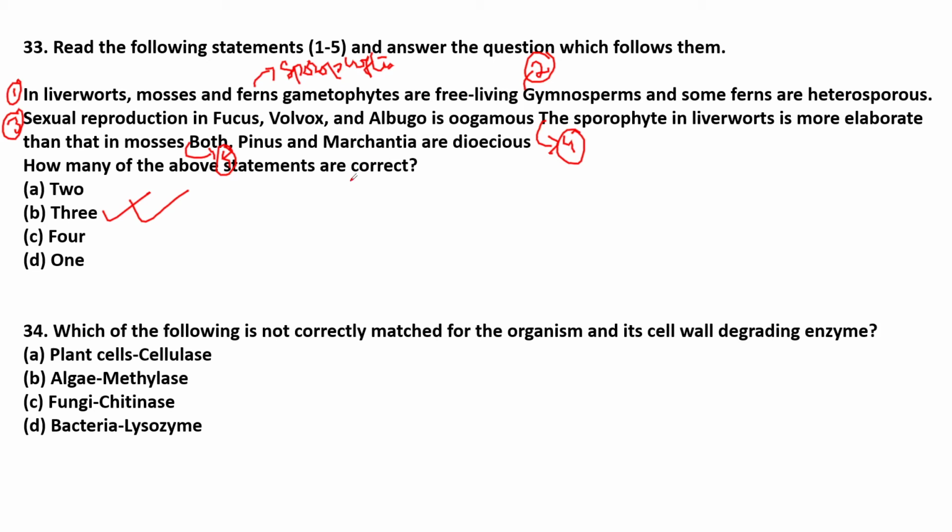Next, which of the following is not correctly matched for the organism and its cell wall degrading enzyme? Plant cells, cellulase. Algae, methylase. Fungi, chitinase. Bacteria, lysozyme. The incorrect match is algae and methylase. This is the right answer. Algae is a plant, so its cell wall is made up of cellulose, and the cellulase enzyme is needed for degradation of its cell wall.